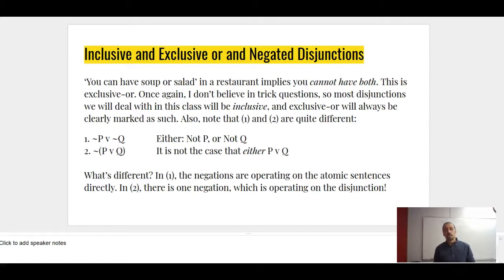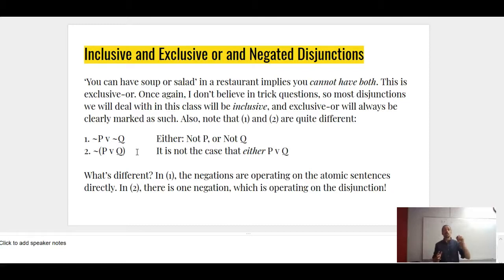Another thing to notice is that if we use negation in conjunction with disjunction, we actually get some interesting things. So let's look at our first dual operator sentences here. Why? Because it's atomic sentences plus not just one operator, but two operators. So let's look at the difference here. Not P or not Q. Right, I'm saying either what? Either not P or not Q. Why? Because the OR is joining two things. It's joining not P on one side and not Q on the other. Let's look at the second one here. Here the negation comes first. So I don't start the sentence either not P or not Q. I say it is not the case that either P or Q. So what's different? The negations are operating on the atomic sentences directly in one.